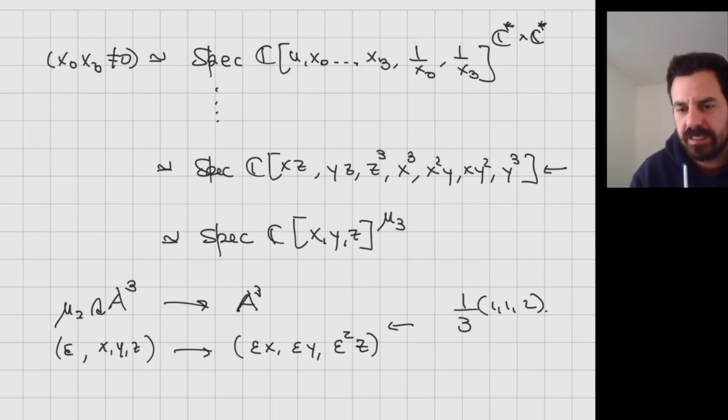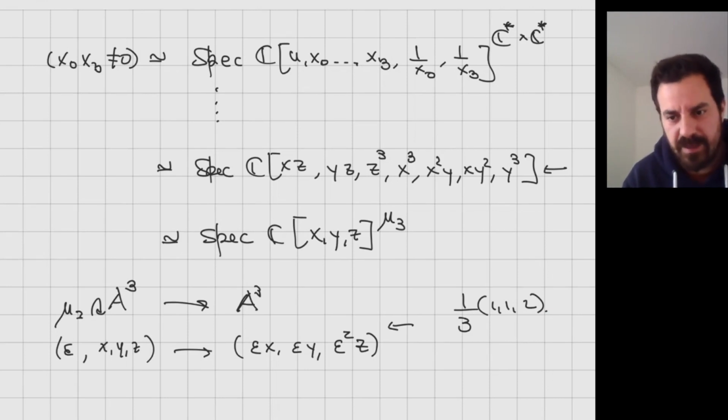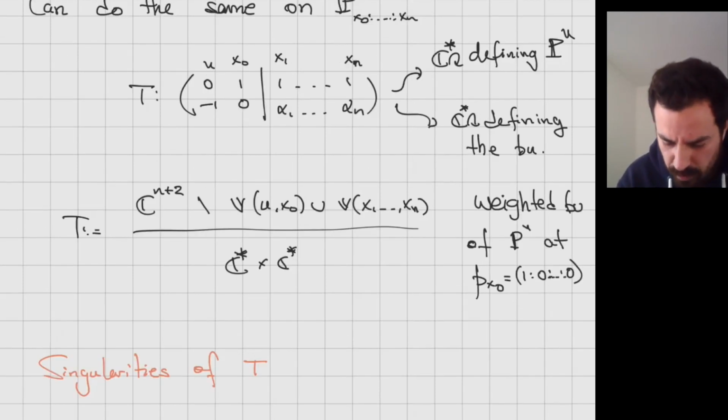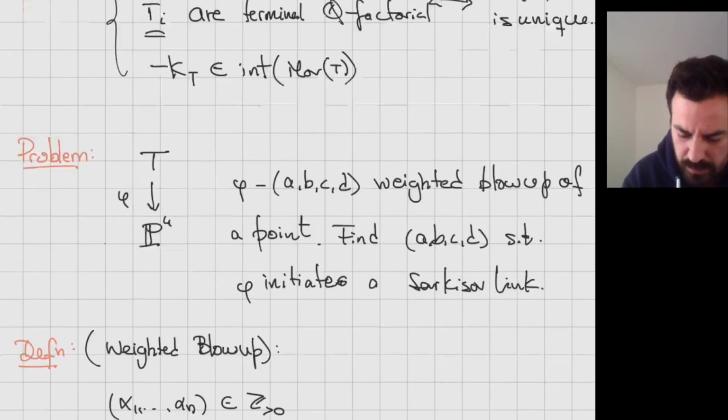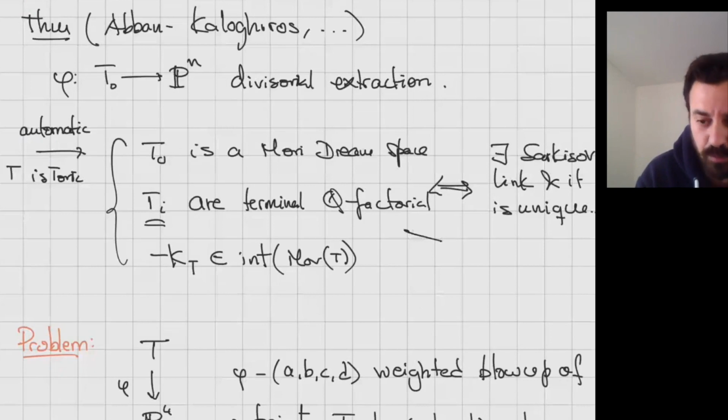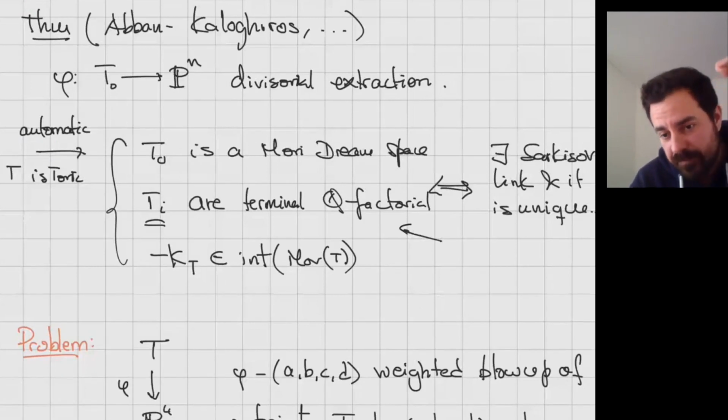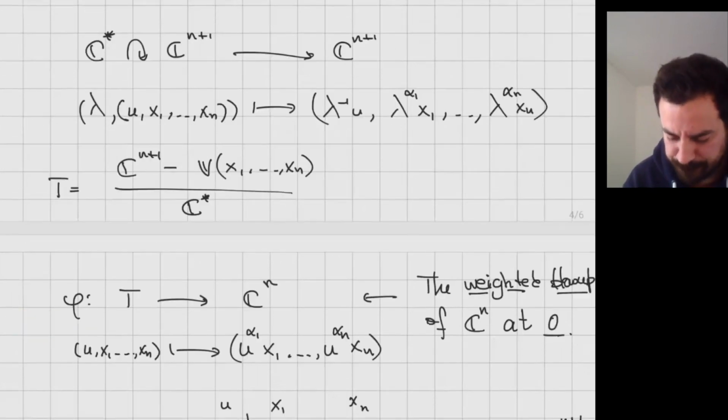Which is a very fine terminal cyclic quotient singularity. So the (1,1,3) blowup is all good. We can perfectly well do a (1,1,3) blowup of P3 because this ends up being terminal, at least the first guy ends up being terminal.